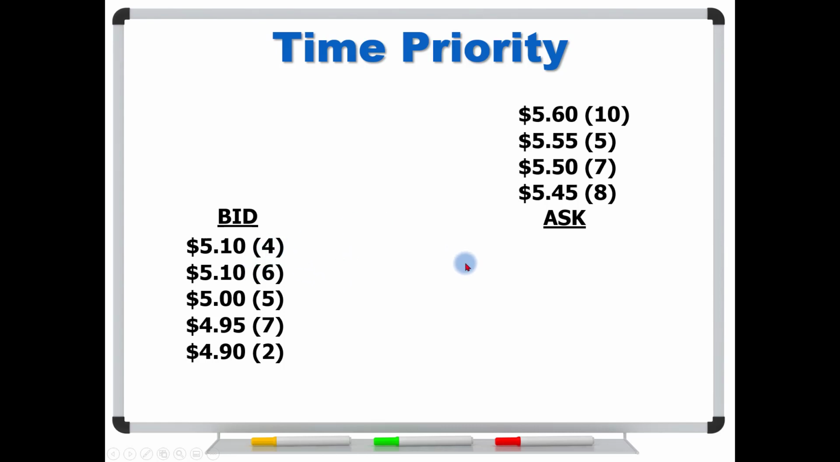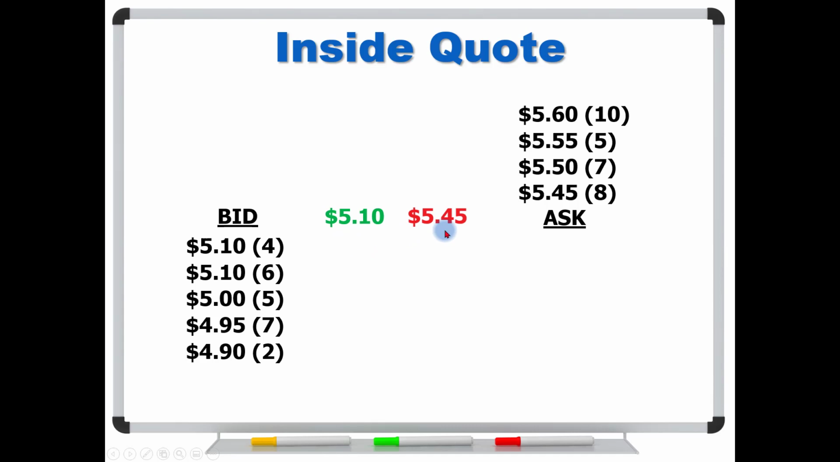So once you see how this takes place, you now can understand what's called the inside quote. When you log onto your broker's platform, what you're looking at when you see, let's say, a bid of 510 and an asking price of 545 are the highest bid and the lowest offer. That's what you're looking at. And you will also see what's called the size. The size is always reported as a pair of numbers. The first number corresponds to the bid, and the second number corresponds to the asking price.